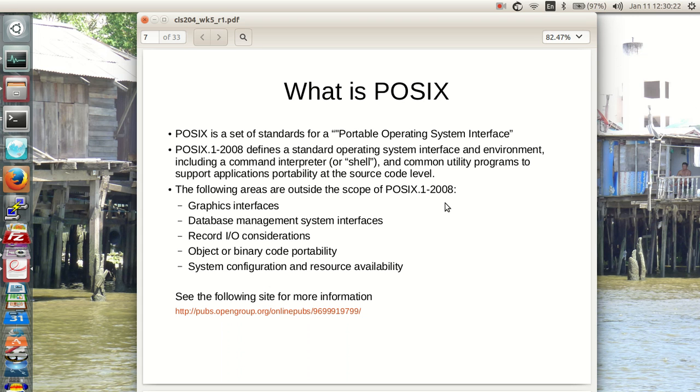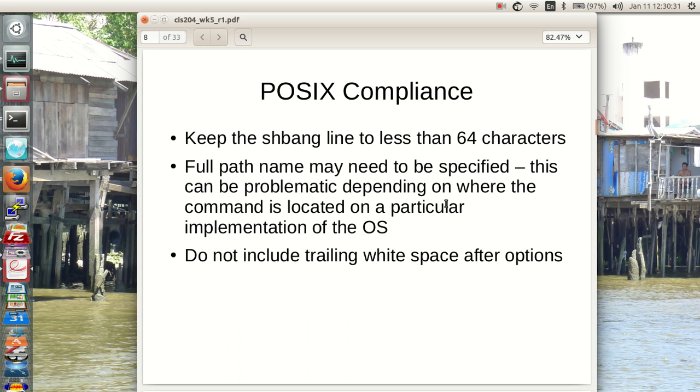So what we want are POSIX.1-2008 compatible shells. Why do we want POSIX compliance? Well, it's easier to move scripts written with POSIX compliance from one system to another. I use Ubuntu. ats-cis.jccc.edu uses CentOS.